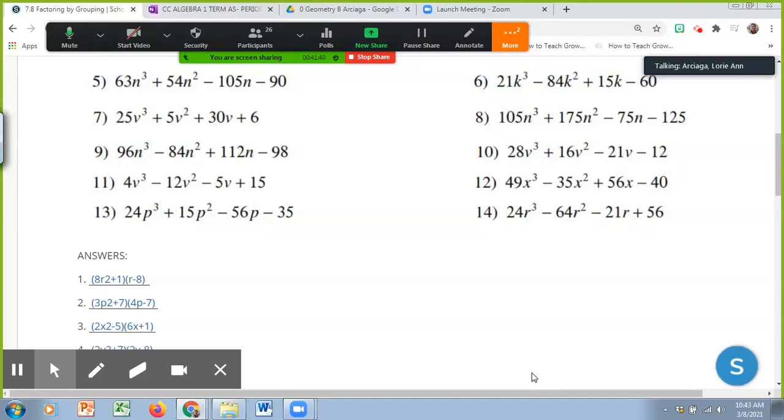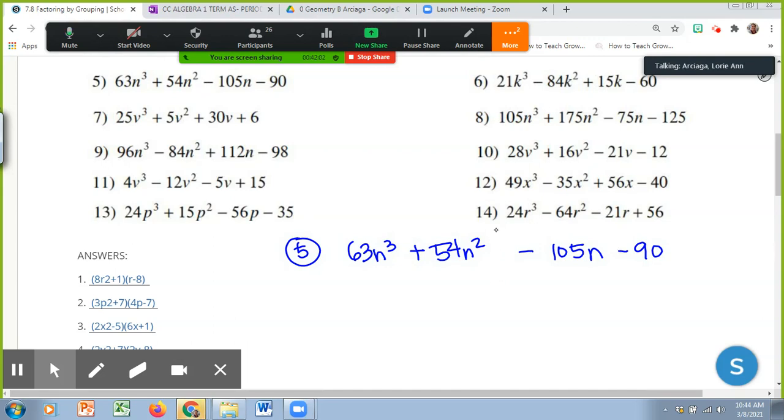So we were in number 5 now, right? Okay, so number 5. 63n cubed plus 54n squared minus 105n minus 90. Okay, so let's group the first two and the last two.